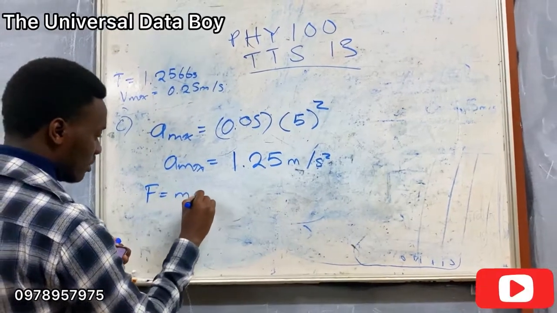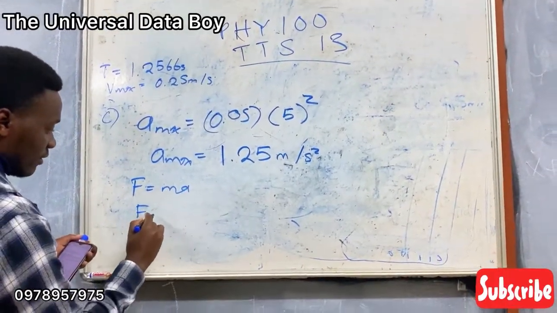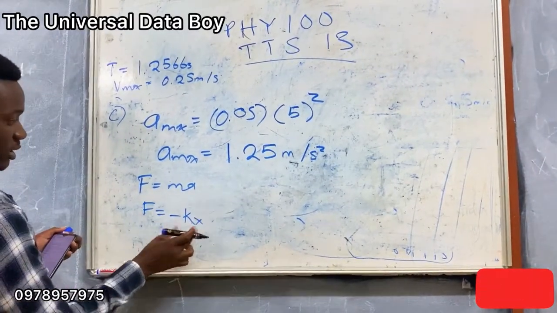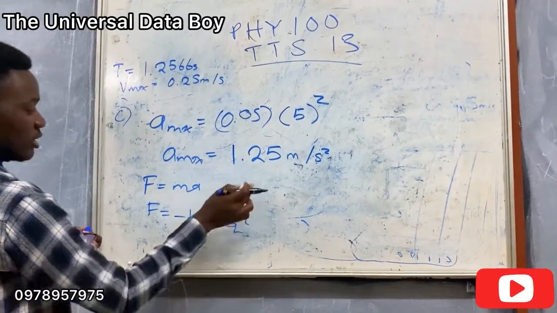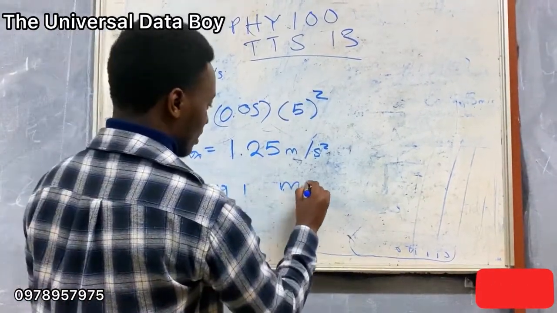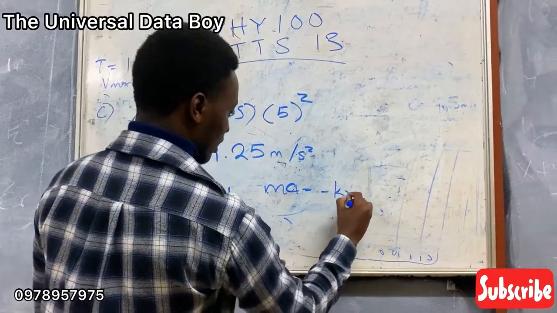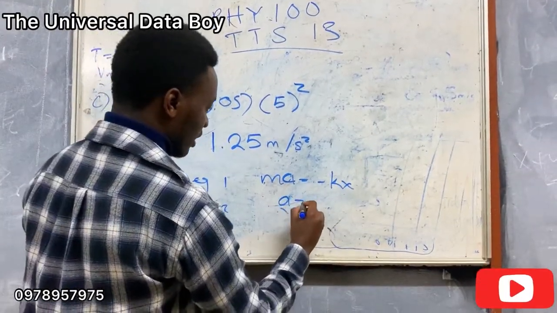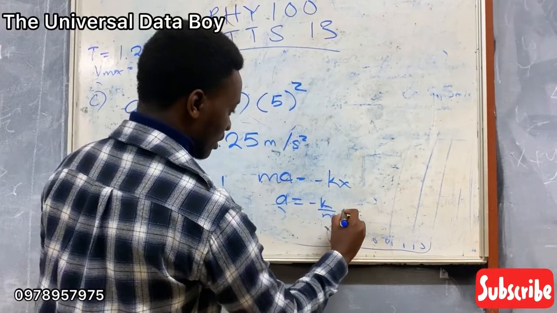equal to M times A, and then we also know that F according to Hooke's law is negative Kx. So we can equate this equation, our equation 1, to our equation 2. We're going to have M A is equal to negative Kx. Then we're going to make A the subject of the formula. So A is going to be equal to negative K over M X.